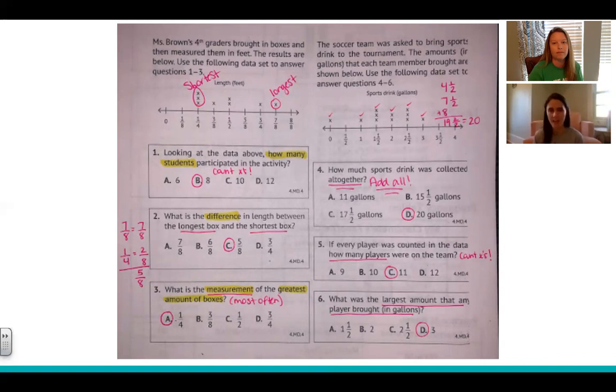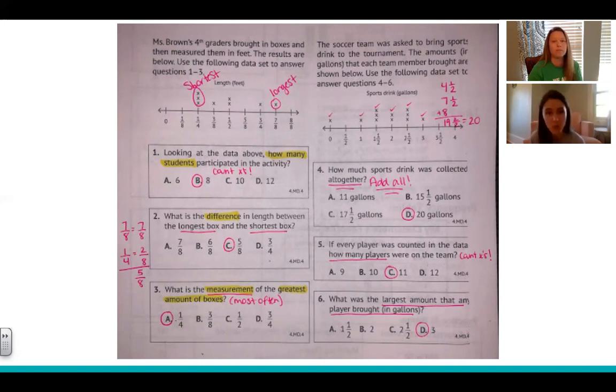Awesome. And then number 2, notice we highlighted the word difference. That means subtract, kind of like we explained. This is a common question. What is the difference between the longest box and the shortest box? Here's where you want to be careful, because a lot of you are just instantly going to look at 8/8 as the longest and then 0. But are there any data points there? No. As you can see, we circled longest and shortest.